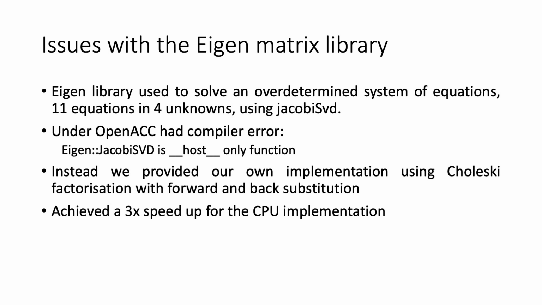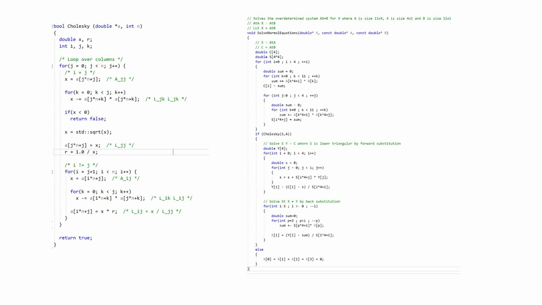And as it turned out, that actually gave us a 3 times speed up in the CPU implementation, which was really nice. And that's the amount of code that was required to replace the Eigen library, so it was really worthwhile. And that just worked straight away compiling with NVCC, targeting the GPU.